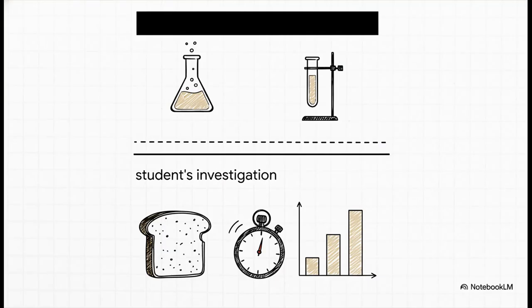Okay, so here's the whole question up on the screen. It starts with a big 6-marker on chemical tests for carbohydrates, and then it gets into a student's investigation about why bread tastes sweet. We'll be looking at variables, validity, the whole shebang. Feel free to hit pause right now if you want to read it all through before we start.